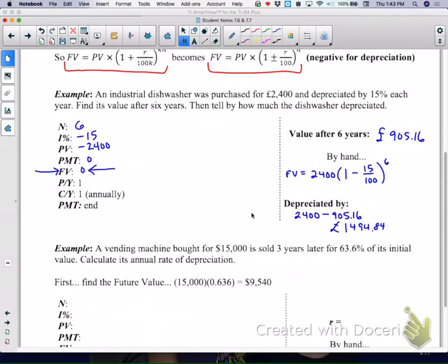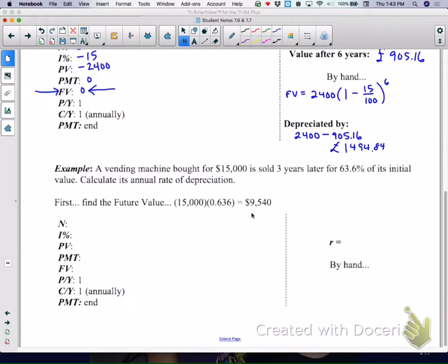Okay. All right, next, we have a vending machine that was bought for $15,000, sold 3 years later for 63.6% of its initial value. Calculate its annual rate of depreciation. All right, so we've got 3 years. I don't know the rate of depreciation, so that we're going to solve for, but again, we'll put 0 in for right now. The present value is negative $15,000. No payment. Okay, future value. The vending machine is bought, sold 3 years later for 63.6% of its initial value.